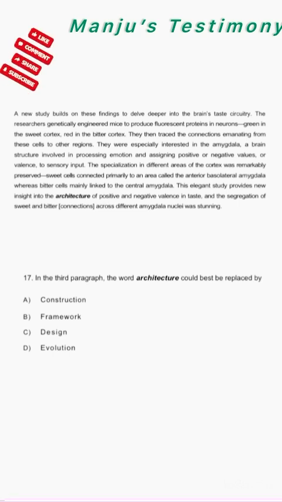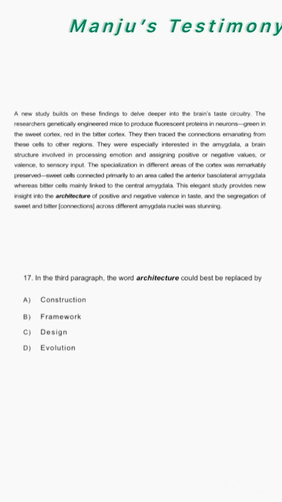So let's read. The specialization in different areas of the cortex was remarkably preserved. Sweet cells connected primarily to an area called the anterior basolateral amygdala, whereas bitter cells mainly linked to central amygdala. This elegant study provides new insight into the architecture of positive and negative valence in taste and the segregation of sweet and bitter across different amygdala nuclei was stunning. So let's read the question again. In the third paragraph, the word architecture could best be replaced by.